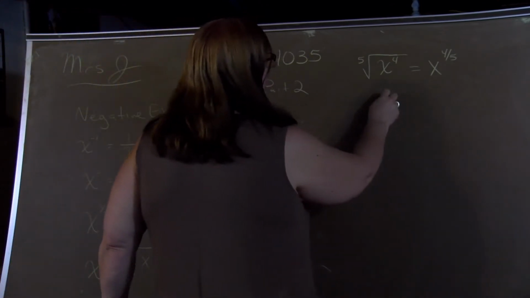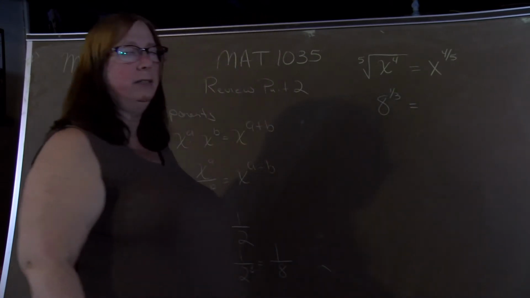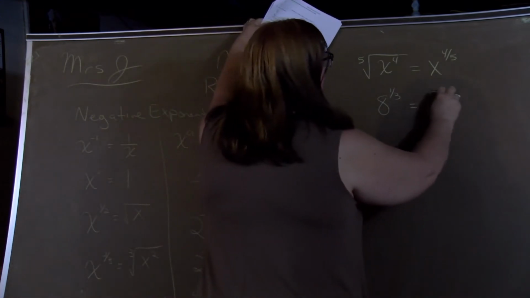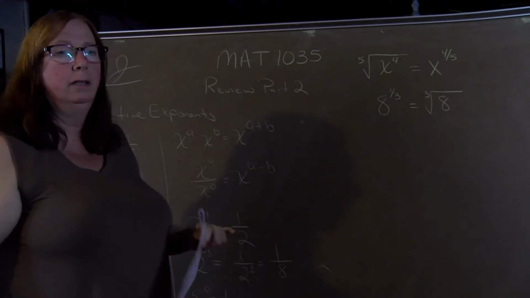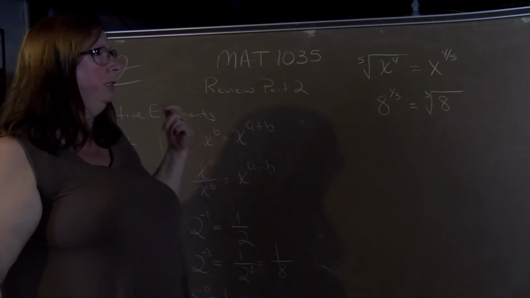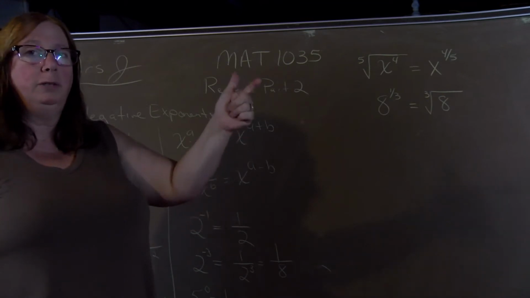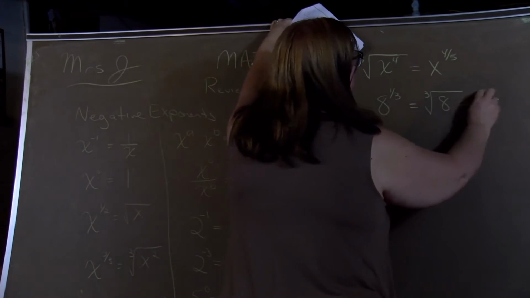We have 8 to the 1/3. We could rewrite that as the cube root of 8. And the cube root means you need to multiply something by itself 3 times. 2 times 2 times 2. So this would be 2.